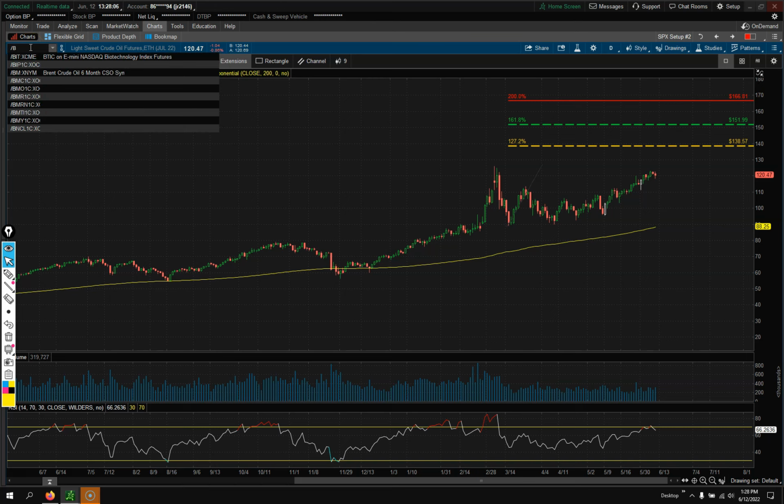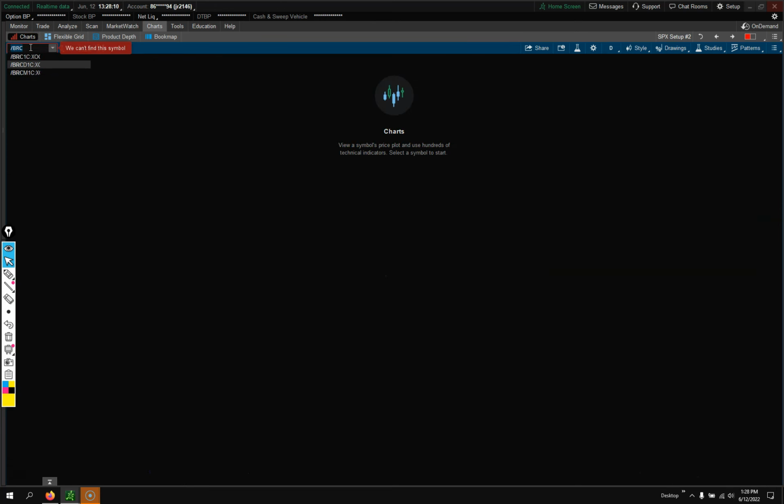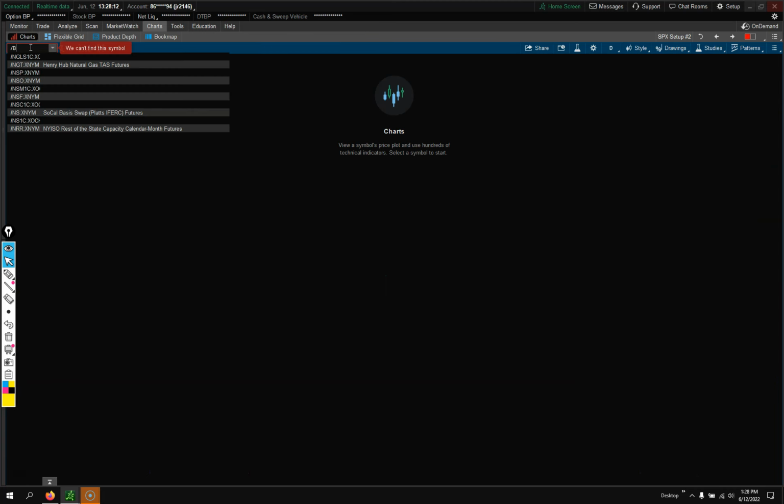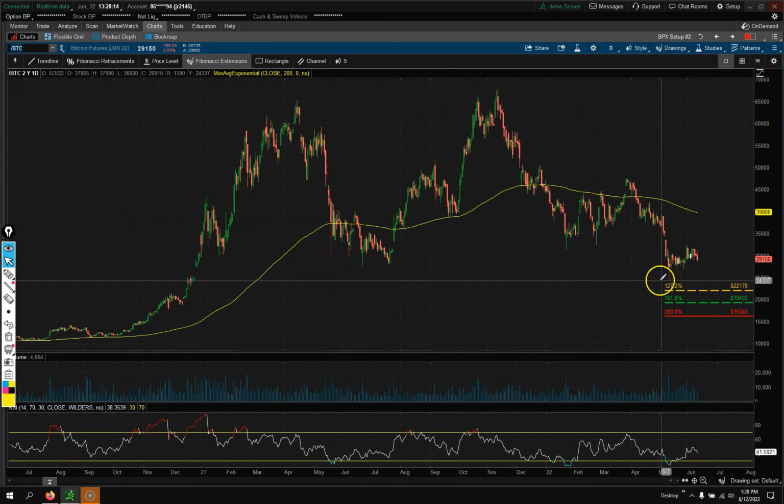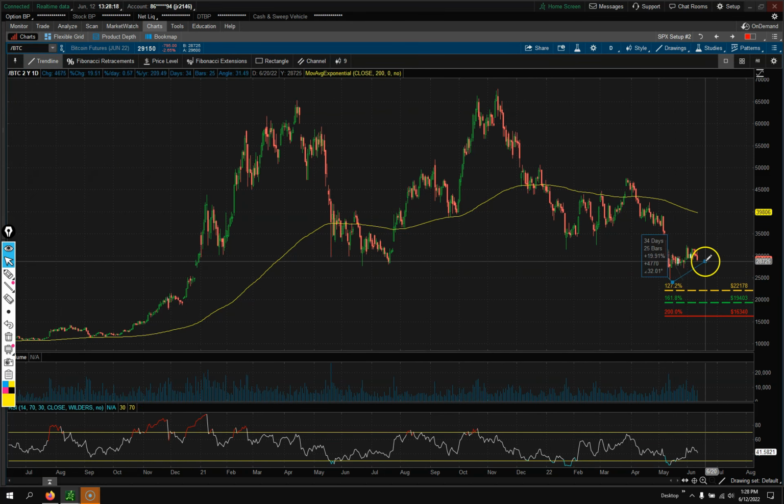Let's take a look at Bitcoin, BTC. With Bitcoin, nice potential bear flag starting to form, right? So keep an eye on this. Here's the flagpole. I would not be surprised to see this roll over and come down to my ultimate target of around 21 to 22,000.